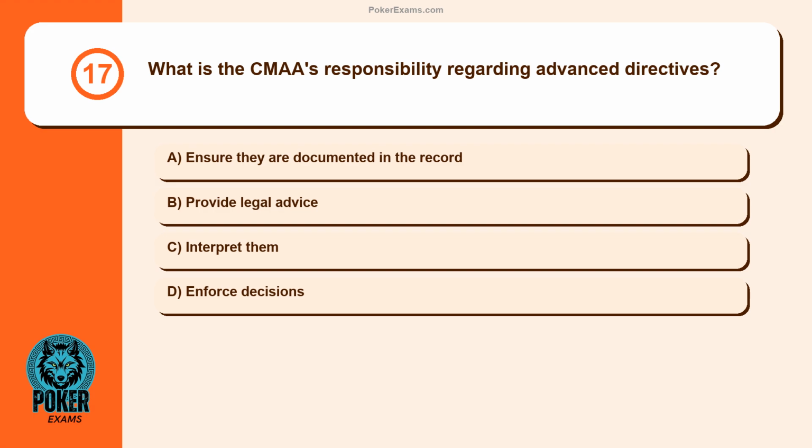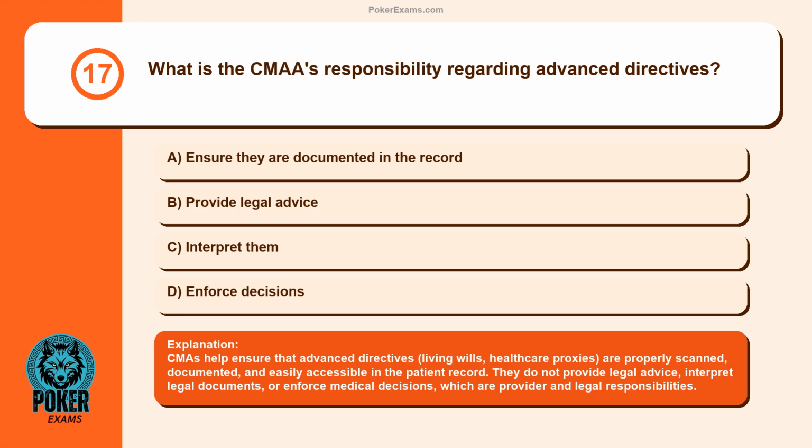Question 17. What is the CMA's responsibility regarding advance directives? Ensure they are documented in the record, provide legal advice, interpret them, enforce decisions. CMAs help ensure that advance directives, living wills, and healthcare proxies are properly scanned, documented, and easily accessible in the patient record. They do not provide legal advice, interpret legal documents, or enforce medical decisions, which are provider and legal responsibilities.